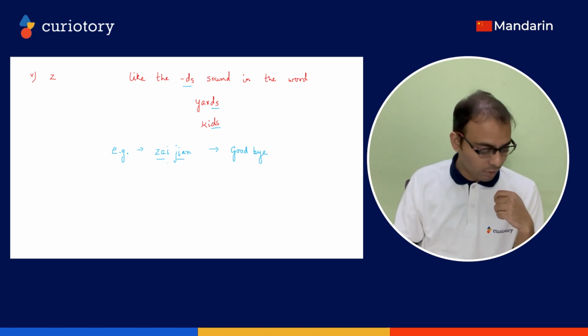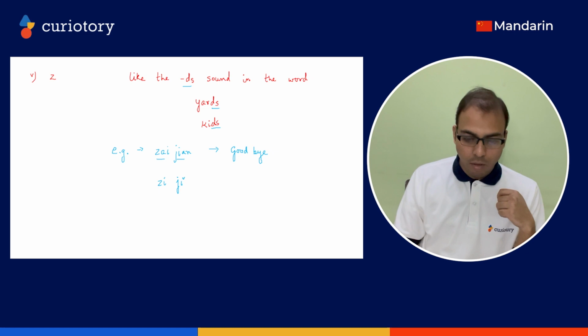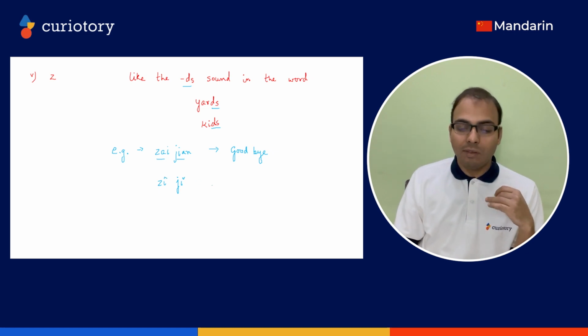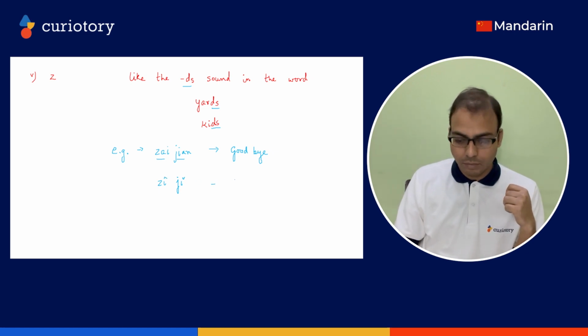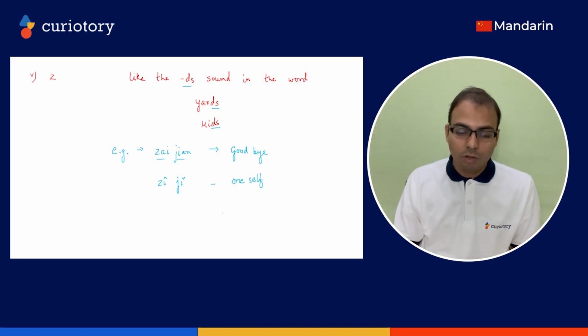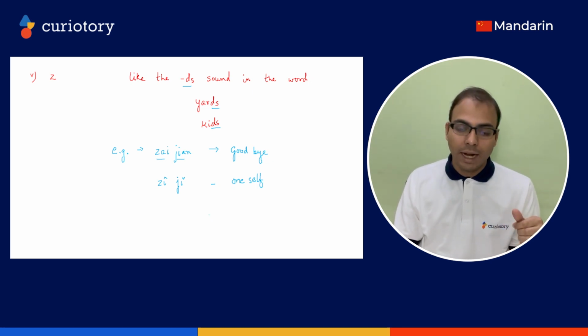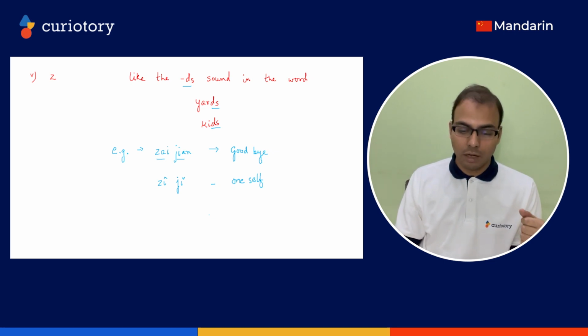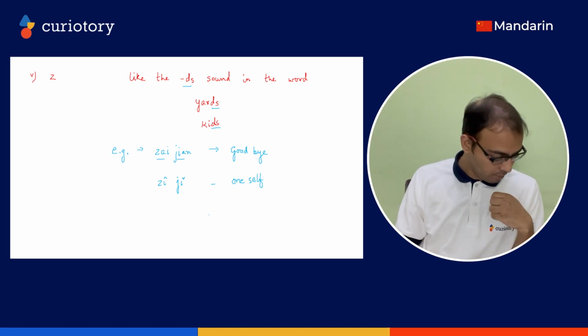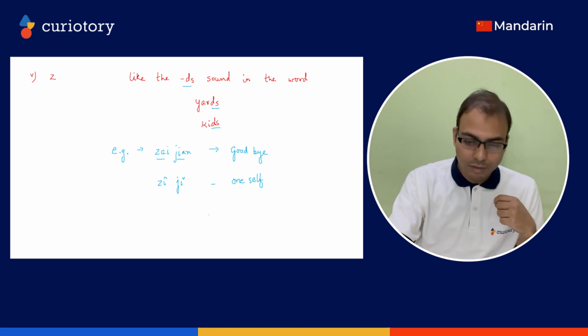Let's take one more example. Zi ji. And what does it mean? It means oneself. So how to say Z? What is the rule saying? It is saying that you have to pronounce it like the DS sound in the word yards or kids. So one example was zai jian. Now I hope Z is clear to you.